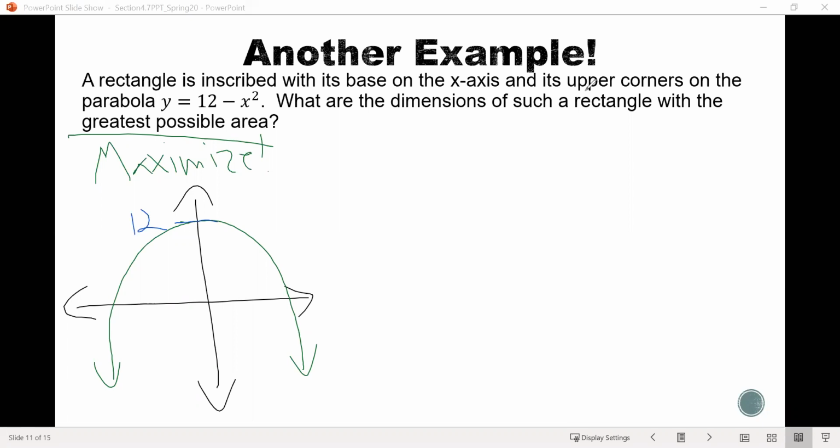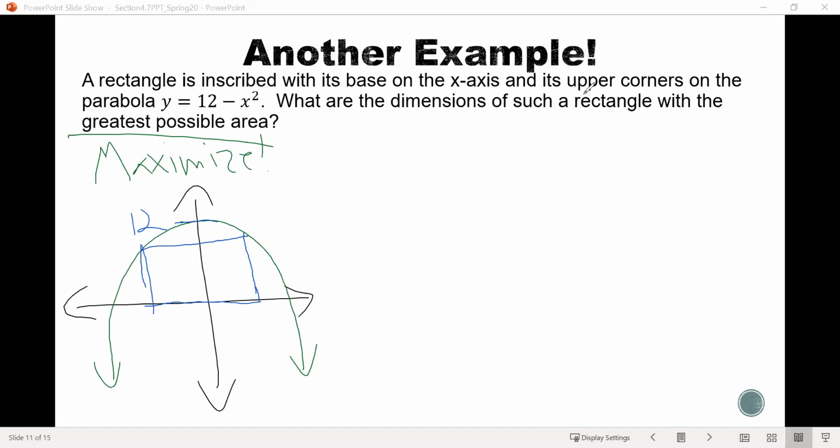And then we're trying to create a rectangle whose corners are on the parabola, upper corners, and it's based on the x-axis. So we're trying to create a rectangle that is going to look something like this here. Okay.